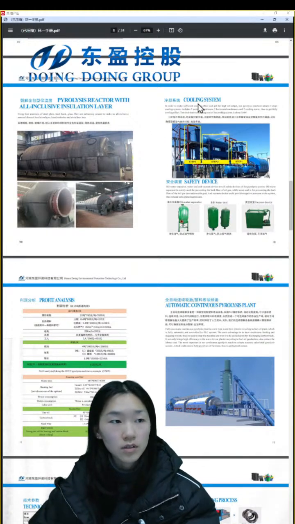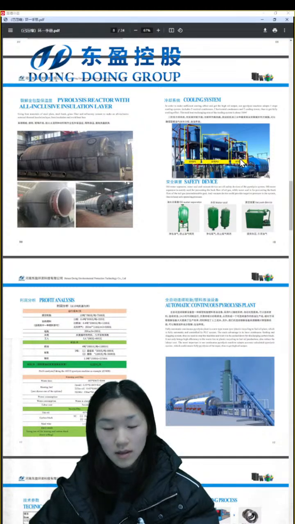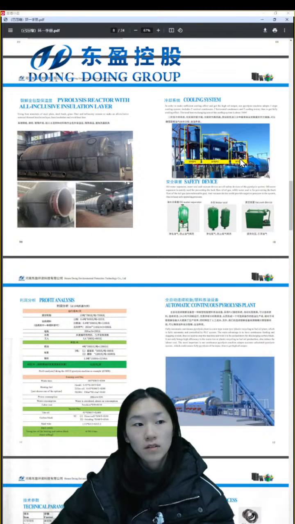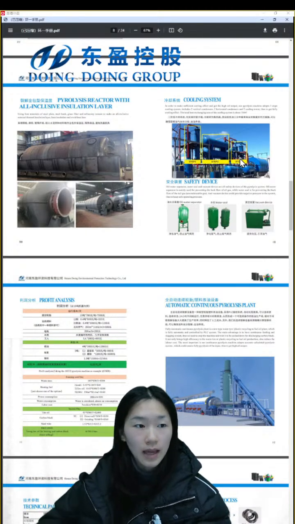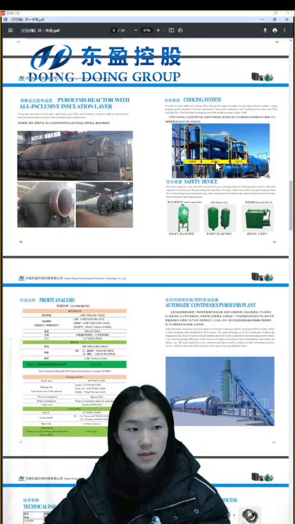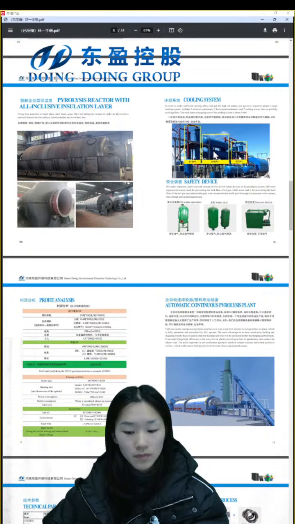This is our cooling system. Step 1 is the vertical condensers, and step 2 is our horizontal condensers. Step 3 is our cooling towers.